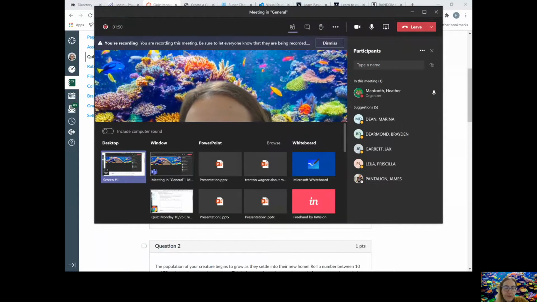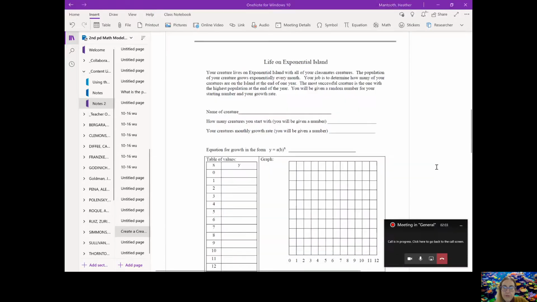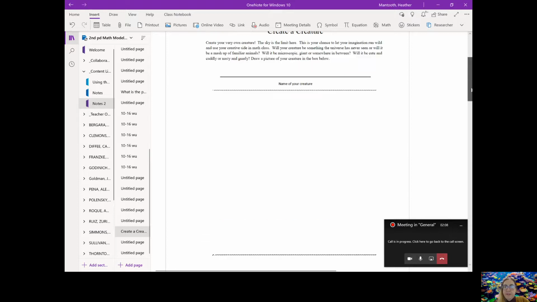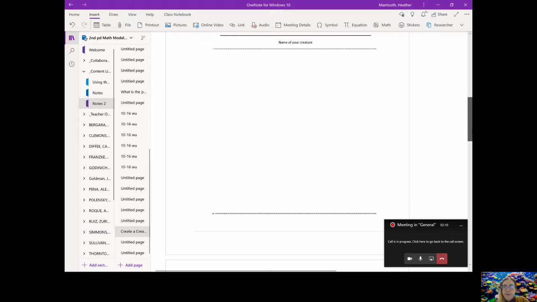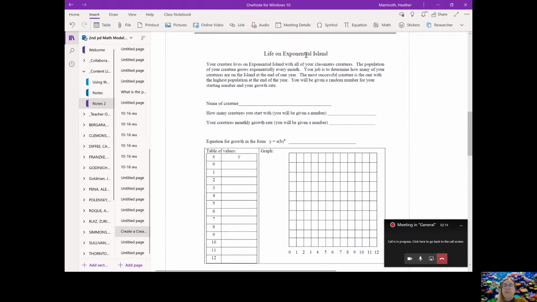Okay. So in OneNote, you drew your creature up here on this page and named your creature, and now we're going to this page that's titled Life on Exponential Island. You're going to write the name of your creature, and how many creatures you start off with is going to be a random number.